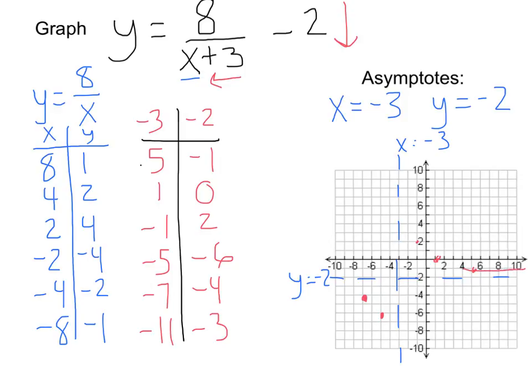And here is the shape of the graph. Again, it's a curve, it's not a line. Make sure your graph does not cross your asymptotes. And there we have the graph of y equals 8 over x plus 3, minus 2.